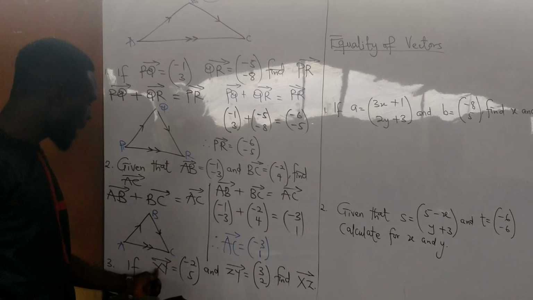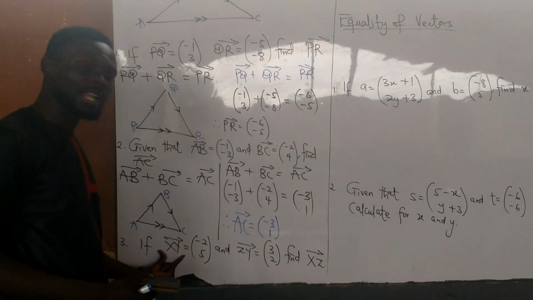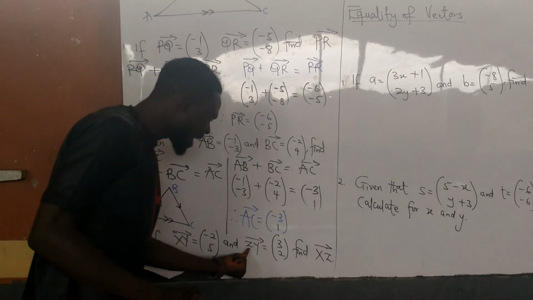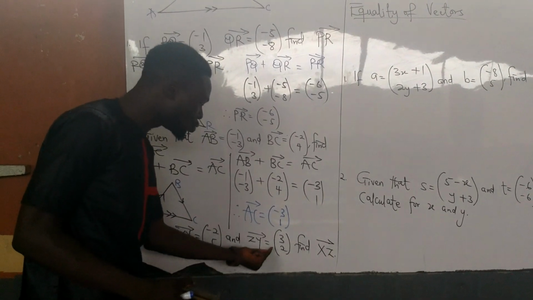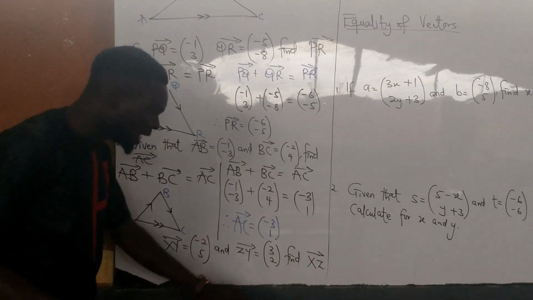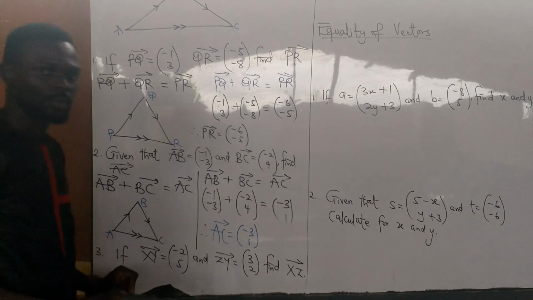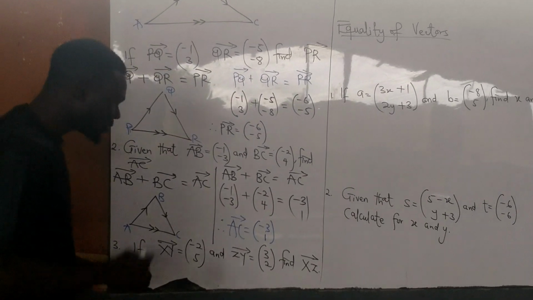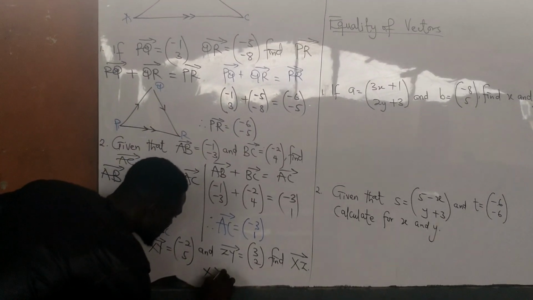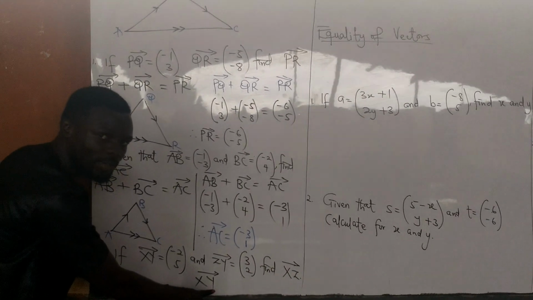It says that if vector XY is negative 2, 5. So the first vector given to us is negative 2, 5. And vector ZY is equal to 3, 2. Vector ZY is equal to 3, 2. The question is asking us to find the resultant vector XZ. So what is the first vector given? The first vector given from the question is XY.